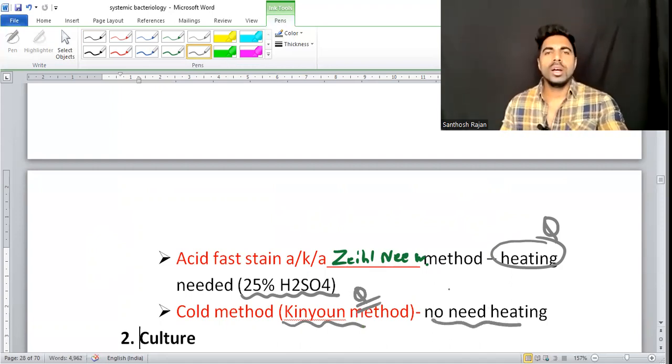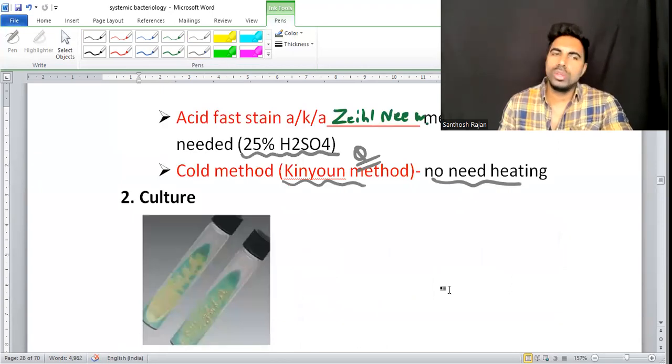We just prolong the time of the primary stain. That's it, we are prolonging it. That's the thing. So you can do cold. If you don't want to do the heating method, you can do cold. Of course, usually we use only a proper heating method.